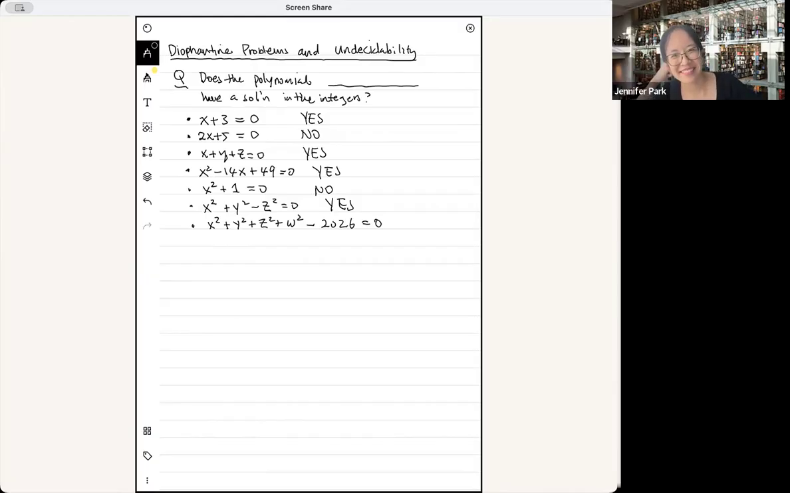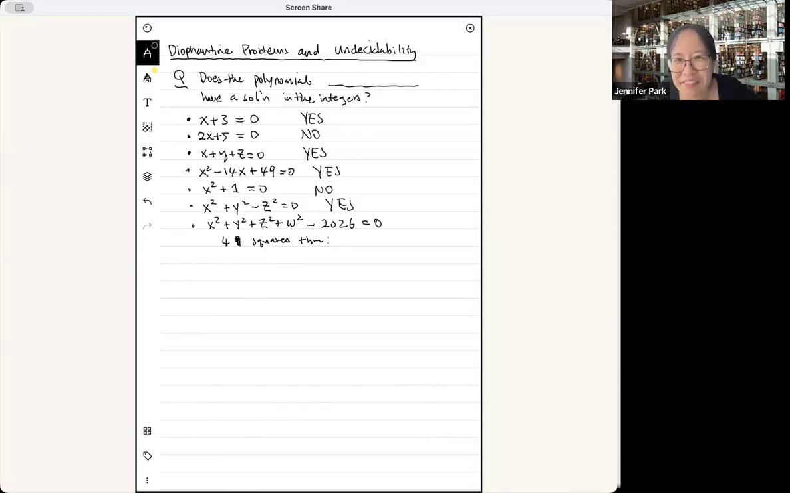It's true, it has integer solutions. Okay, so this is exactly your topics. This is Lagrange's four squares theorem. The four squares theorem basically says that any positive integer can be written as a sum of four squares, right?